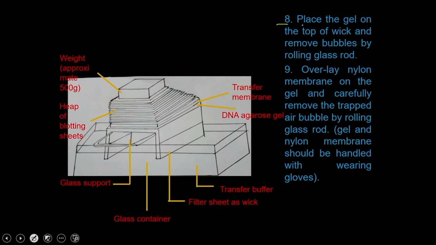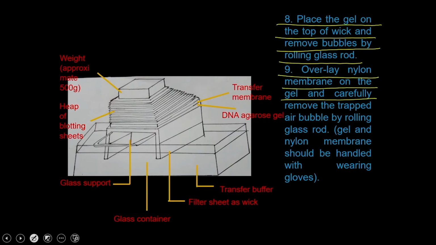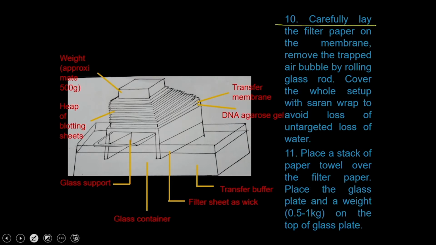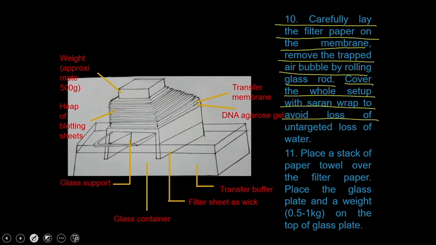You can place the gel on top of the wick and remove the bubbles by rolling a glass rod. Overlay the nylon membrane onto the gel and carefully remove the trapped air bubbles by rolling the glass rod. Then carefully lay the filter paper onto the membrane, remove the trapped air bubbles by rolling the glass rod, and cover the whole setup with saran wrap to avoid untargeted loss of water.